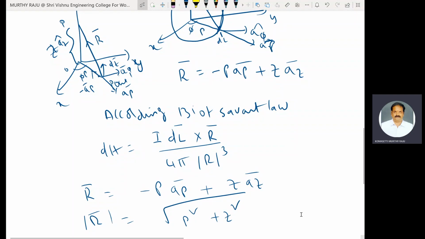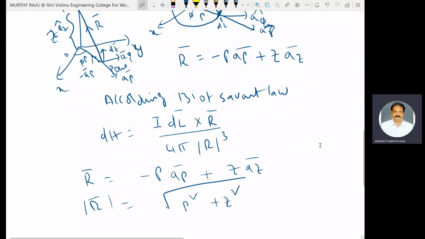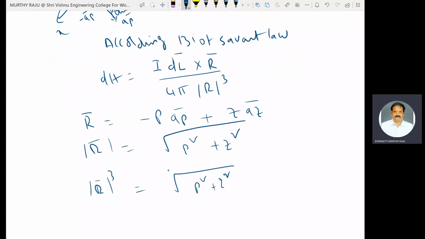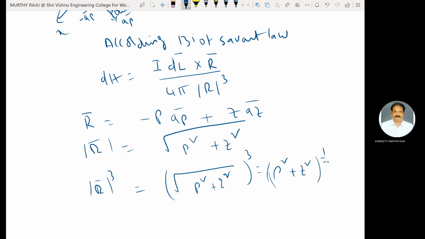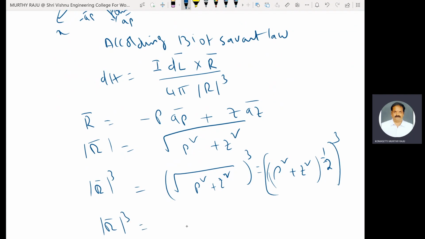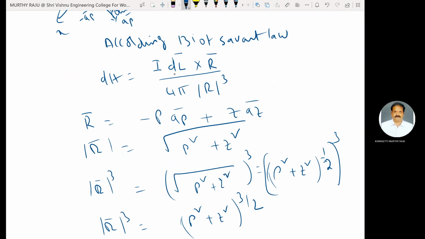Mod R bar whole cube is equal to square root of rho square plus Z square, whole cube. That is, rho square plus Z square to the power 1 by 2, whole cube. Therefore, mod R bar whole cube is equal to rho square plus Z square to the power 3 by 2. Now find out DL bar cross R bar.